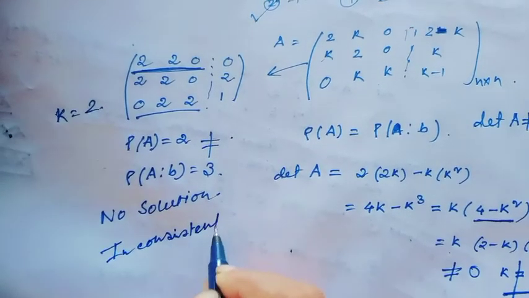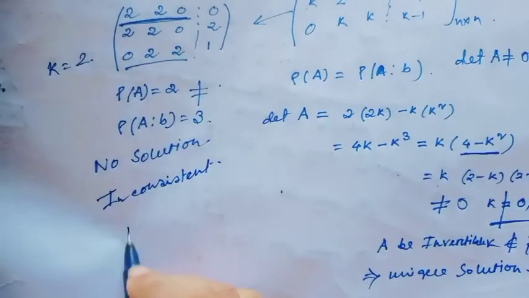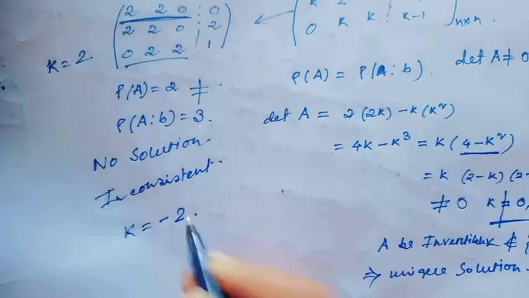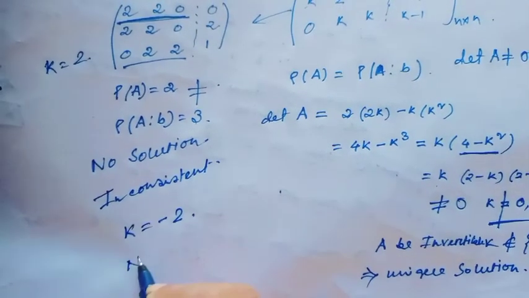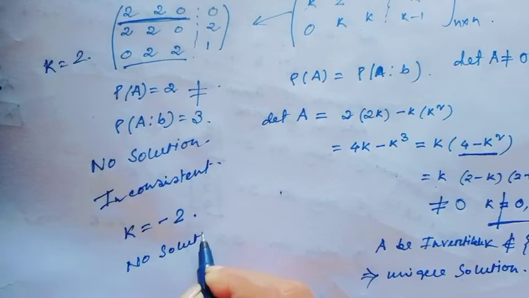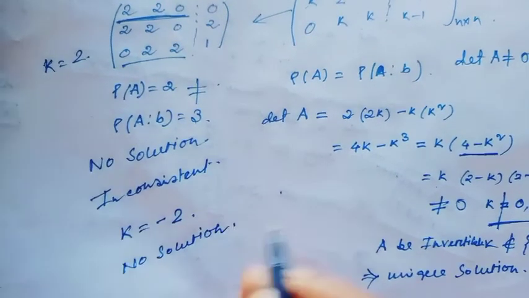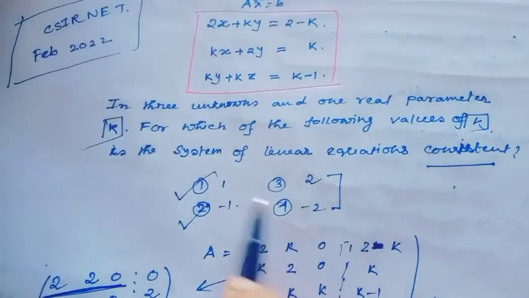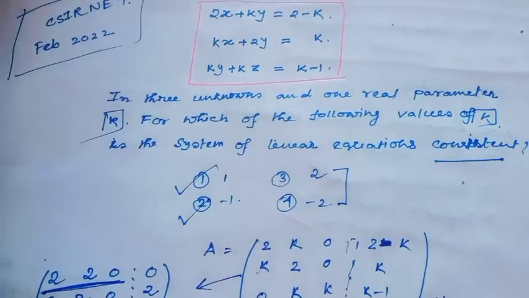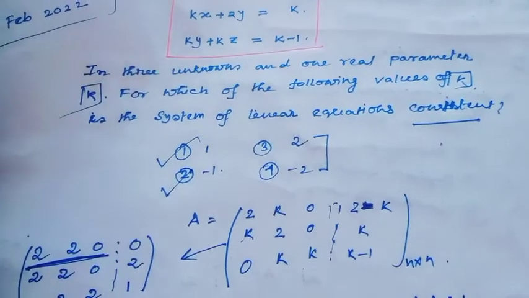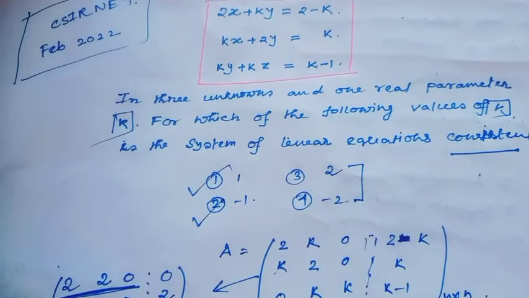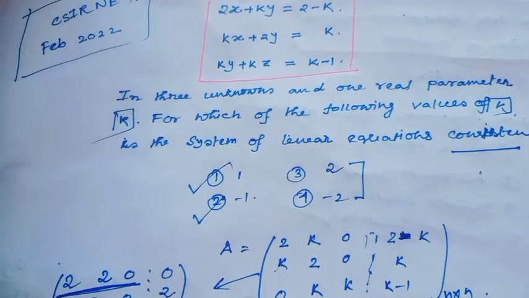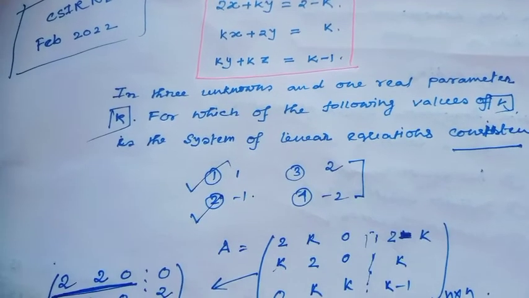Are you getting the method? Similarly, if you put the value k equal to minus 2, then you will see similarly there exists no solution. That means the system is inconsistent. That means only option 1 and option 2 are the right options. I hope all my viewers have understood how we have to find whether a linear system of equations is consistent or not. Okay? Well, I will stop here.